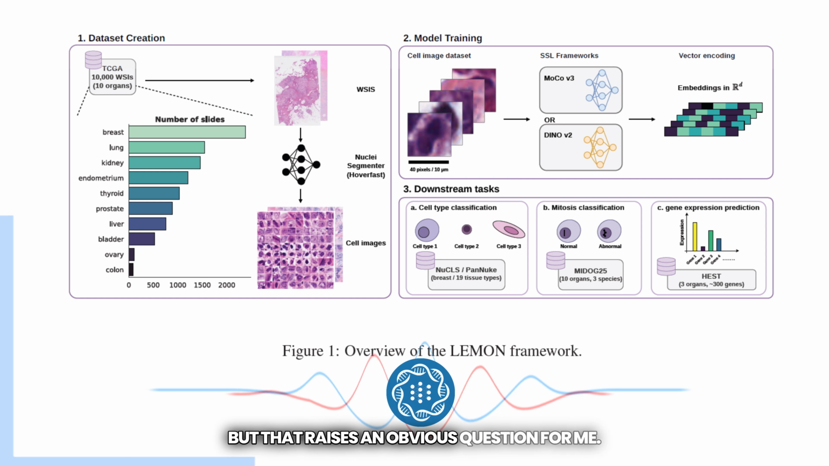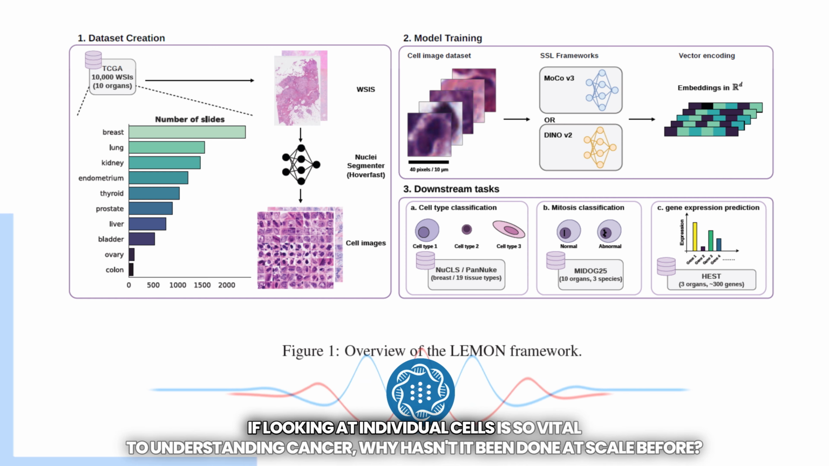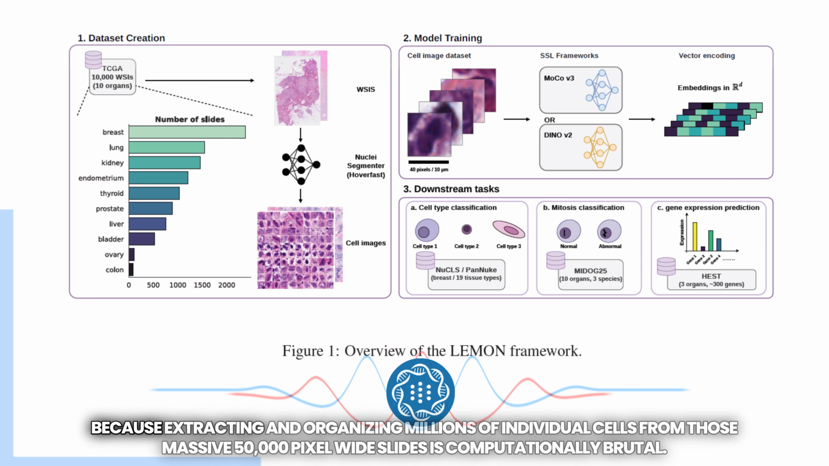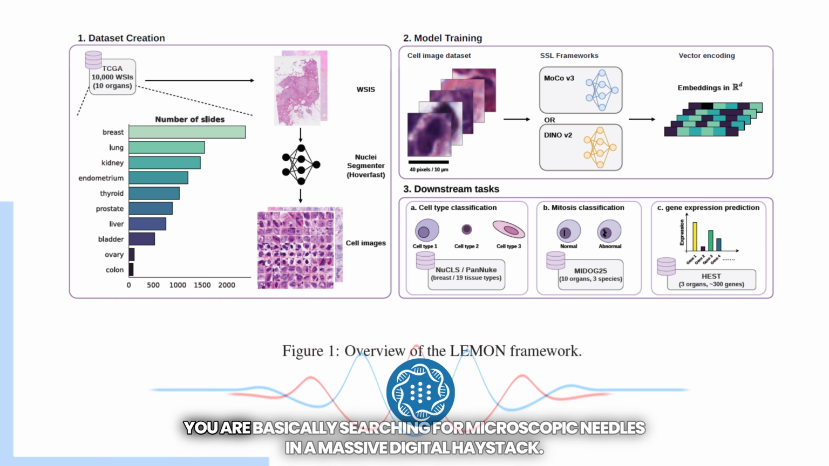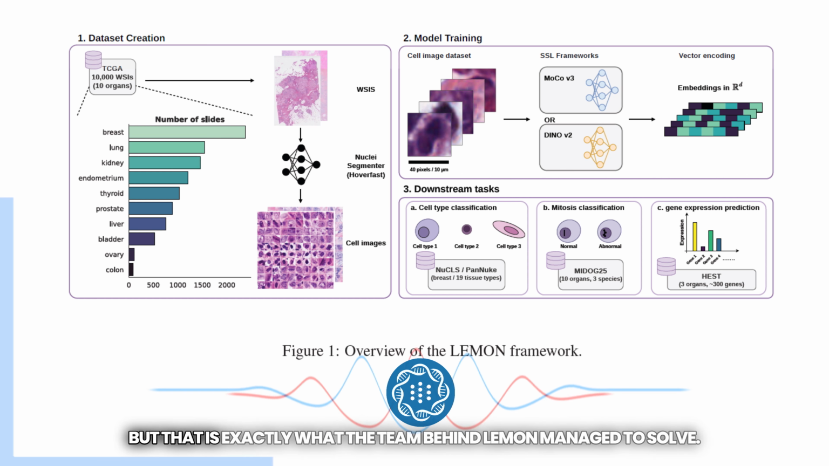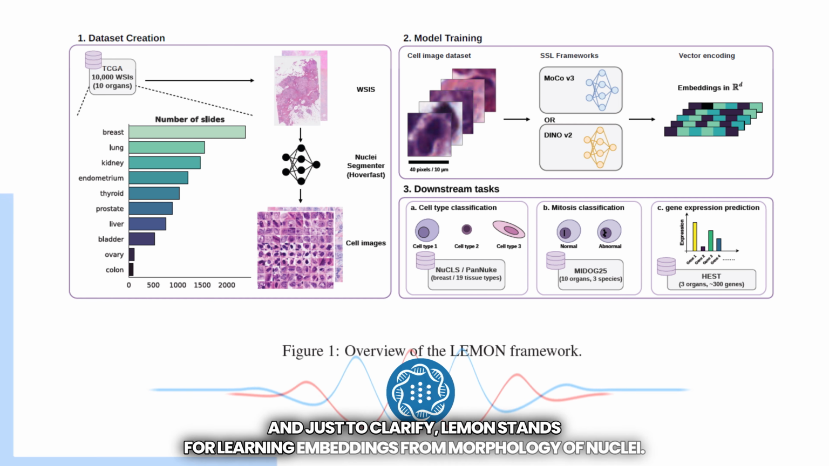Exactly. But that raises an obvious question for me. If looking at individual cells is so vital to understanding cancer, why hasn't it been done at scale before? Because extracting and organizing millions of individual cells from those massive 50,000 pixel wide slides is computationally brutal. You are basically searching for microscopic needles in a massive digital haystack. Right, I can imagine. But that is exactly what the team behind LEMON managed to solve. And just to clarify, LEMON stands for Learning Embeddings from Morphology of Nuclei, right? You got it. Yeah.